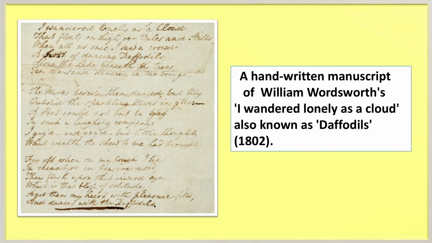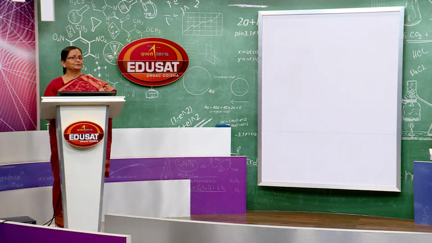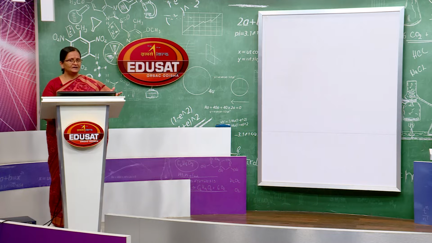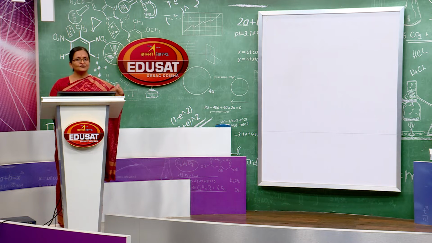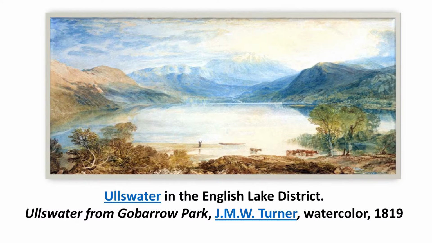It was in 1802 that he wrote this manuscript. Now one more thing that is very important to note. William Wordsworth, as I told you, is a nature poet, and he was brought up in the lap of nature, and nature attracted him, all the elements of nature. Just see, where was it that he was inspired by this to write this poem.